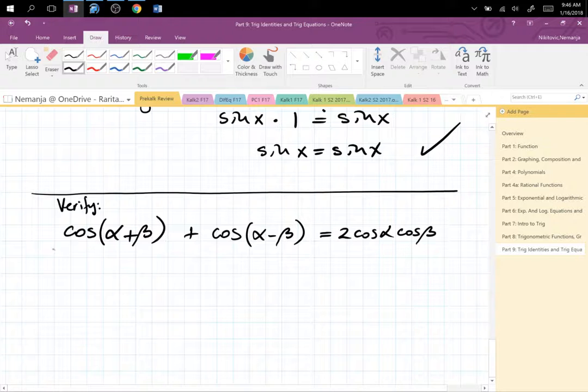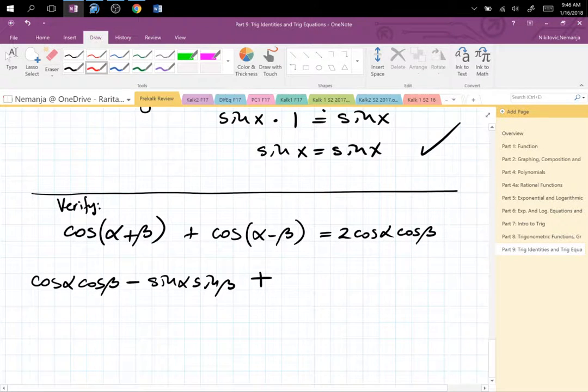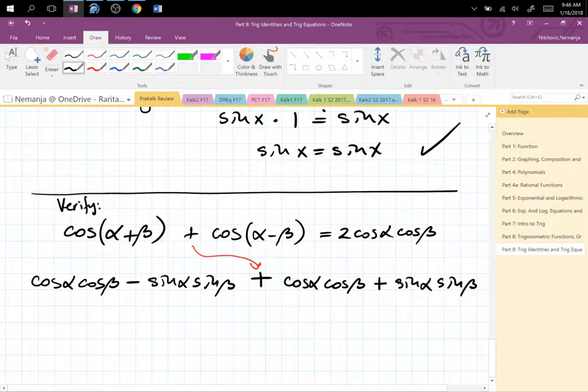So cosine alpha plus beta is cosine of both: cosine alpha cosine beta, minus sine alpha sine beta. This is the left-hand side expanded. And then we have this plus sign, and I generally like to point an arrow to it so it's clear which sign that is. And then we have cosine alpha minus beta, where we write again cosine of both: cosine alpha cosine beta. And then we change the sign from minus to a plus, and we have sine alpha sine beta.